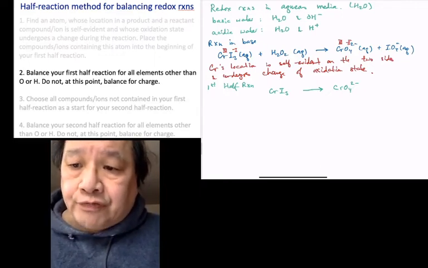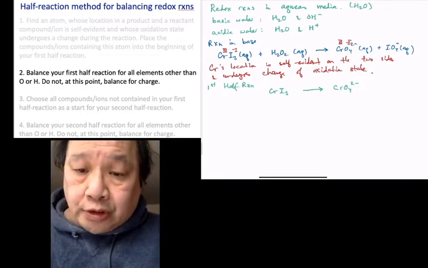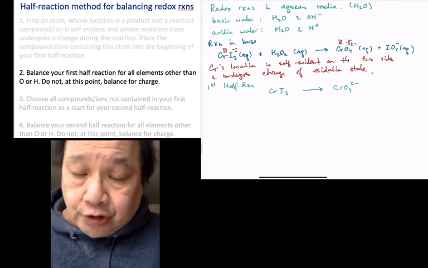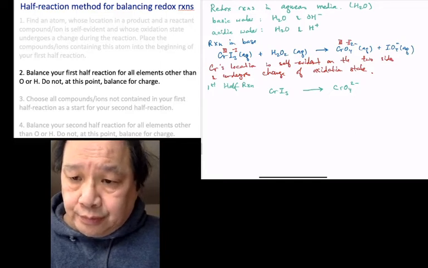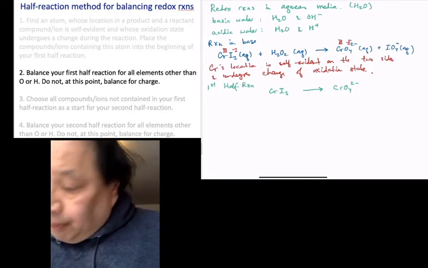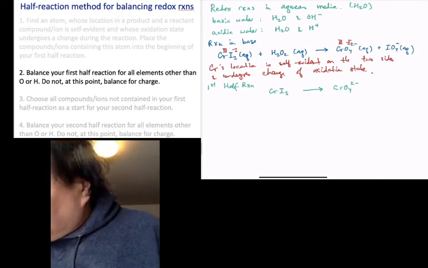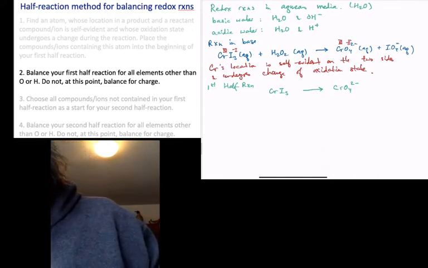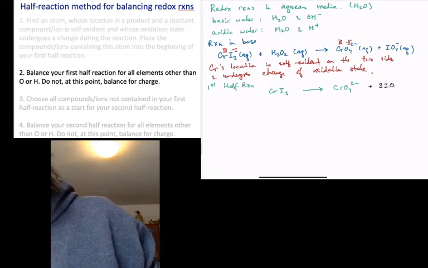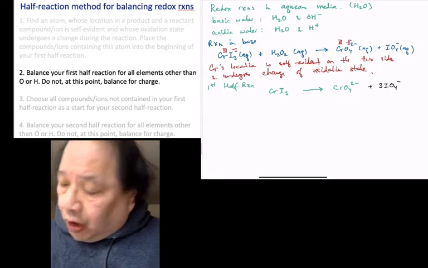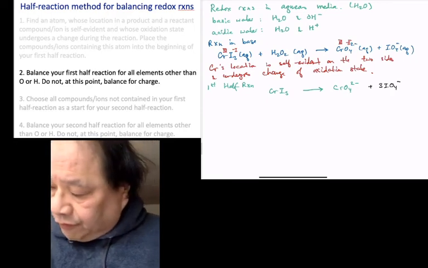Balance your first half reaction for all elements other than O and H. We don't know if water is involved or OH- is involved. We therefore don't even know the charges. We cannot balance for them because we don't yet know if there are other additional players in the reaction. But we are balanced for chromium right now. There's 1 chromium on both sides, but we are not balanced for iodine. To balance for iodine, we're going to have to add, I'll add it right here, 3 IO4-. And now we have balanced for all elements other than O and H, and we're not worried about charge. That's the first half reaction.